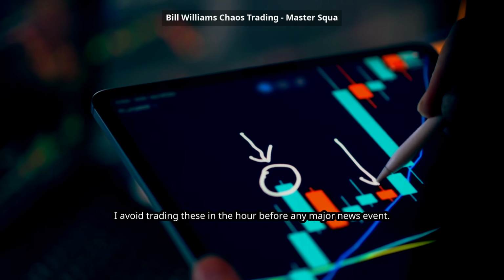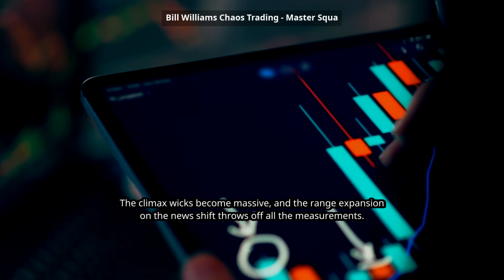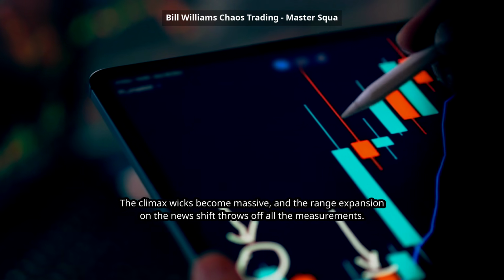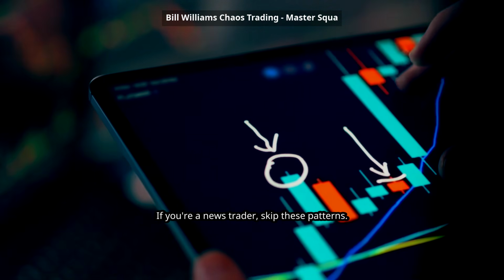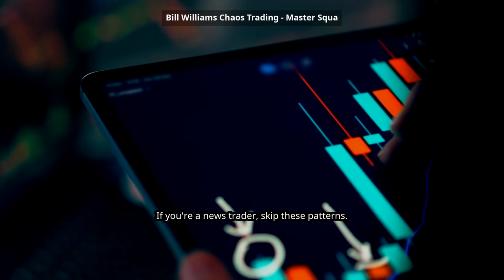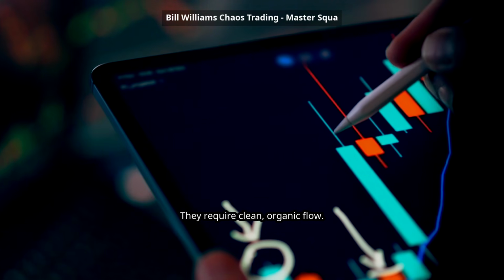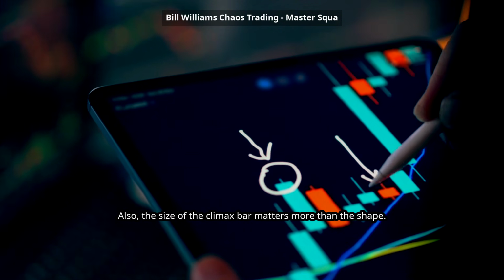I avoid trading these in the hour before any major news event. The climax wicks become massive, and the range expansion on the news shift throws off all the measurements. If you're a news trader, skip these patterns. They are not for you. They require clean, organic flow.